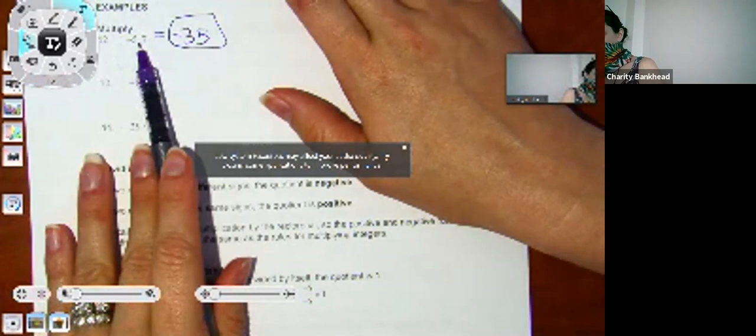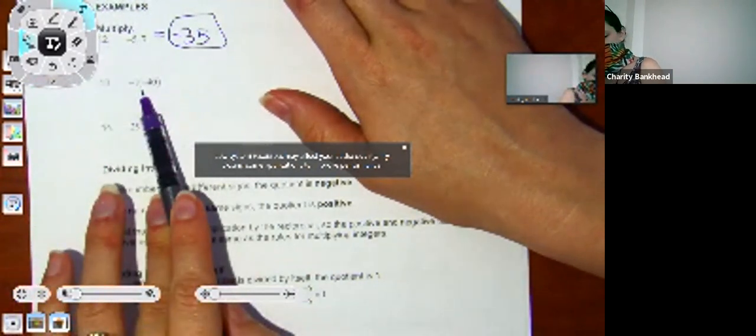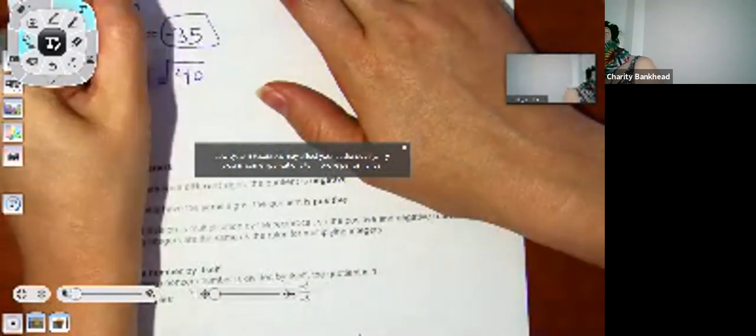One way to indicate multiplication that we use a lot is a dot. Another way is with parentheses. Those parentheses are indicating to multiply. A negative times a negative is a positive. So 1 times 40 is 40. And then 25 times 0, anything multiplied by 0 always equals 0.